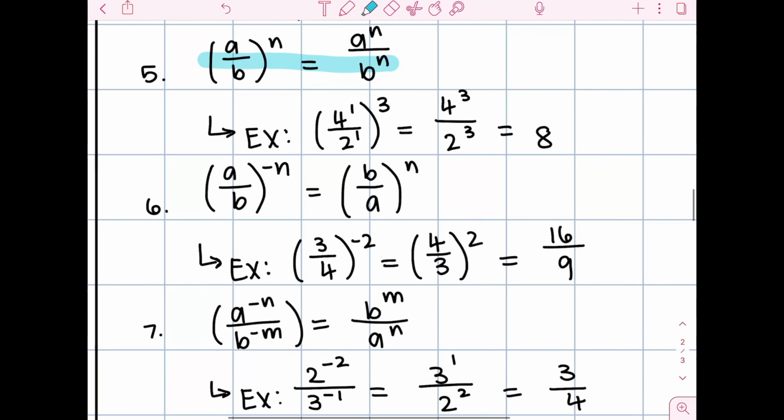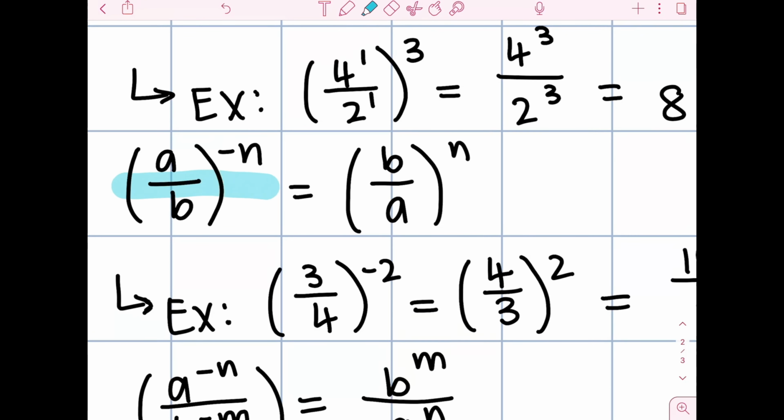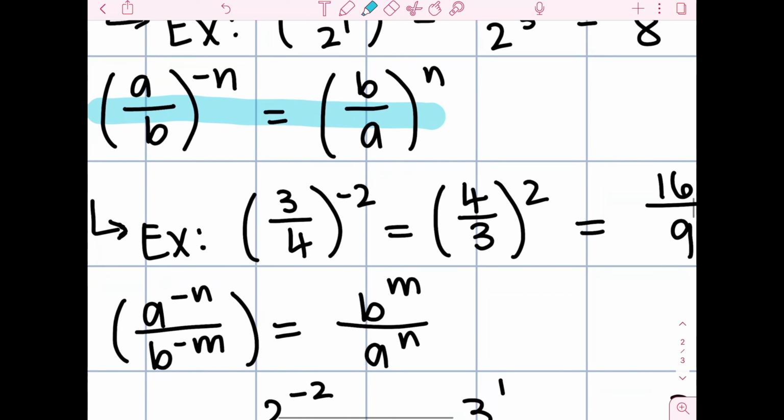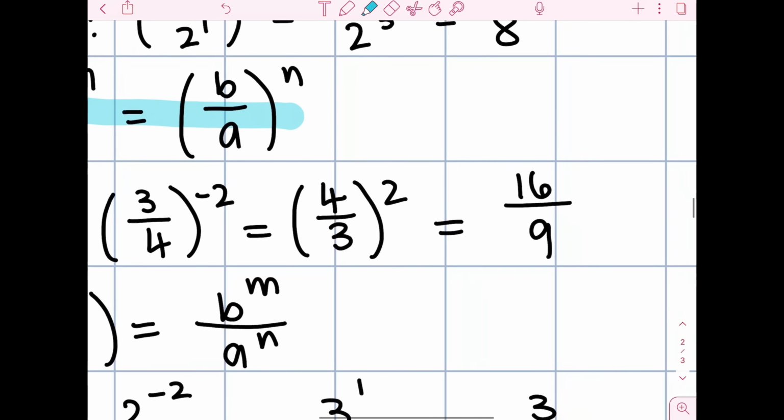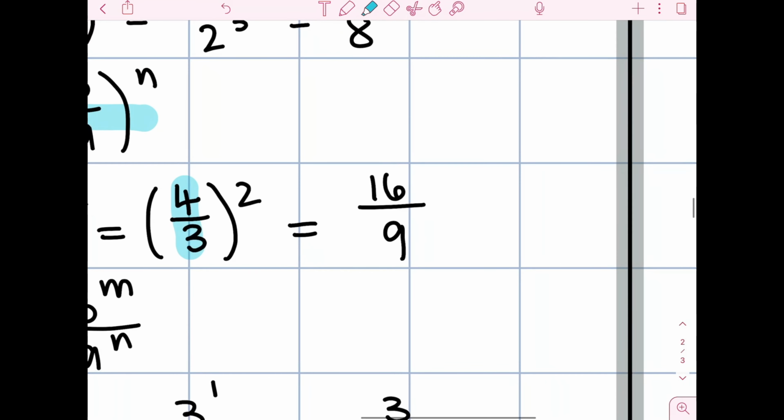Your sixth law is going to be a divided by b, to the power of negative n, is equal to b divided by a, to the power of n. As an example, we have 3 divided by 4, to the power of negative 2. You can transform this into 4 divided by 3, to the power of 2, getting rid of that minus sign and instead flipping the numerator and denominator. If you solve this, you get 16 divided by 9.